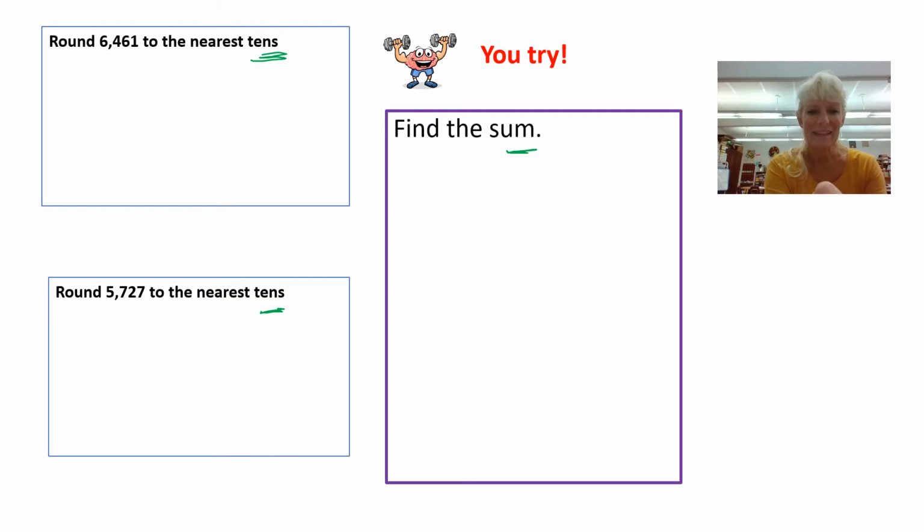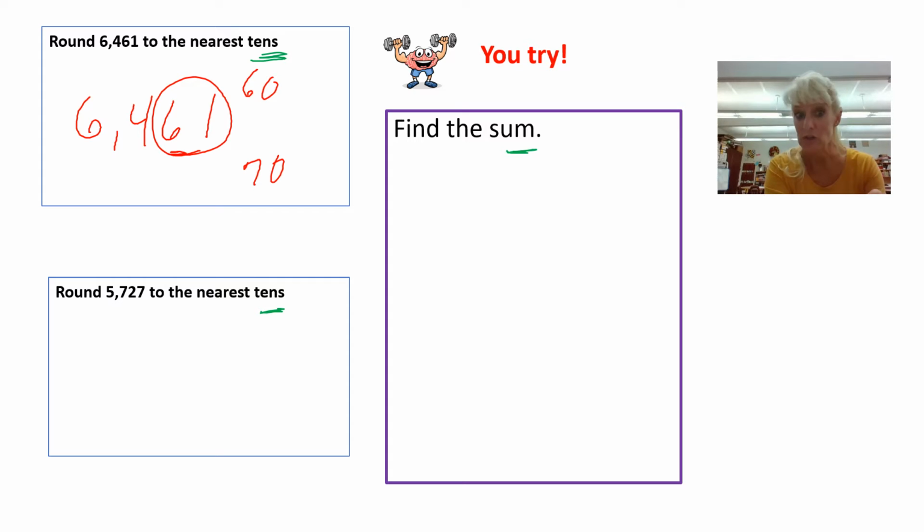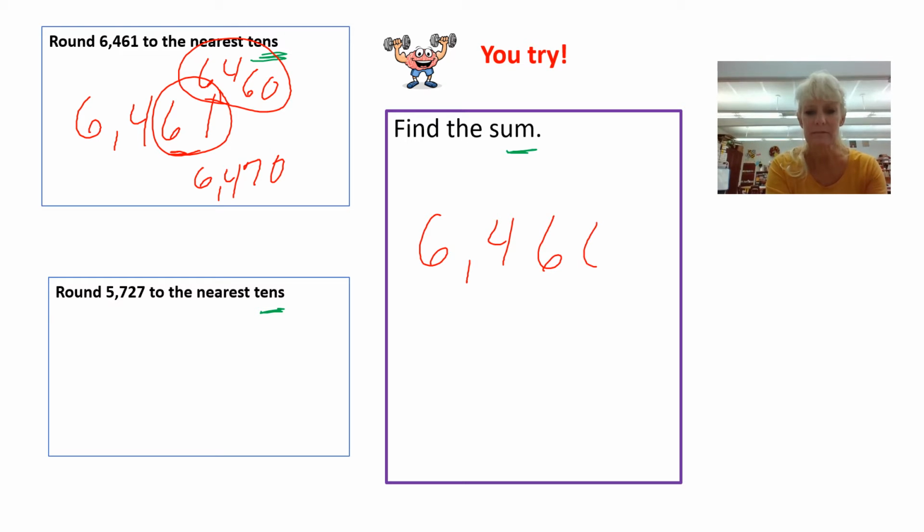Okay, let's see, you were supposed to find the tens. So 6,461, we were talking about the tens place, which is right here. So I'm trying to decide if this is closer to 60 or 70, and don't forget all the good stuff. So 6,400. I can see 61 is going to be closest to 6,460.